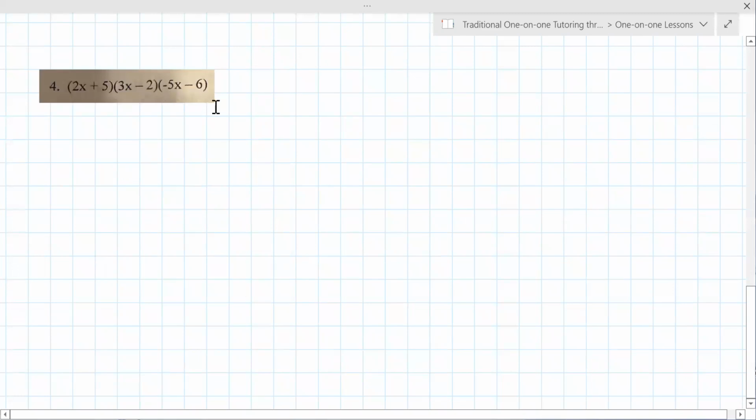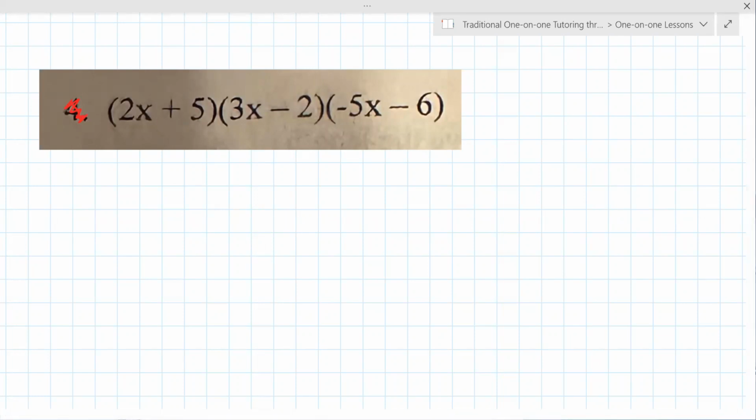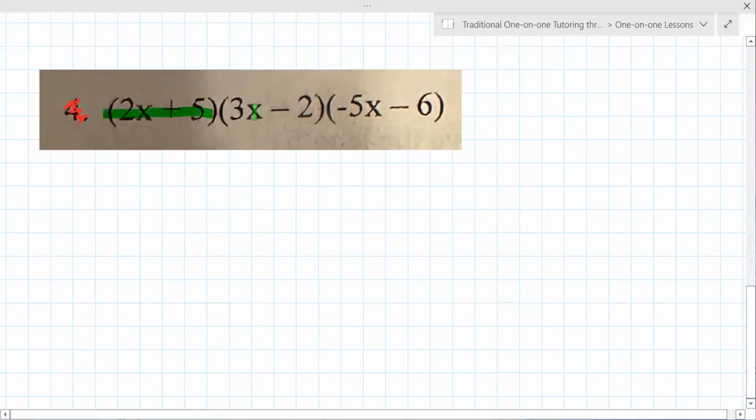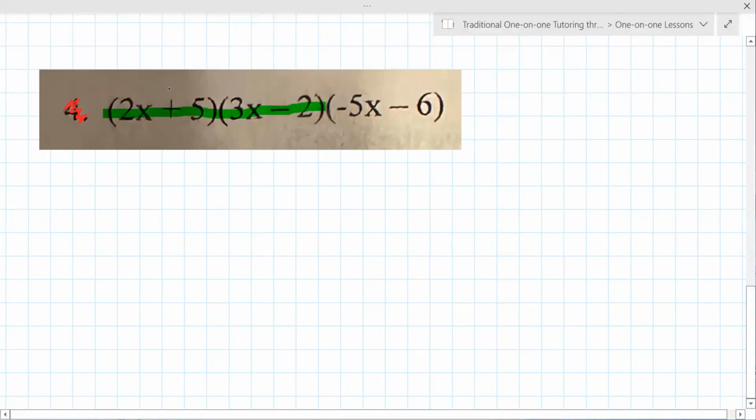Do you think the order matters in which you multiply these? Probably not. It does not, yeah. So you have to choose. You have to say, I want to multiply the first two, the second two, the first and the third. Maybe one jumps out at you. For this one, would I multiply the first two, so the 2x plus 5 and the 3x minus 2, and then multiply it by negative 5x minus 6? Yes.